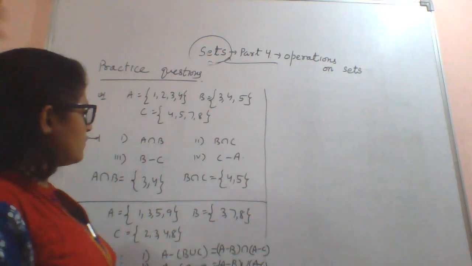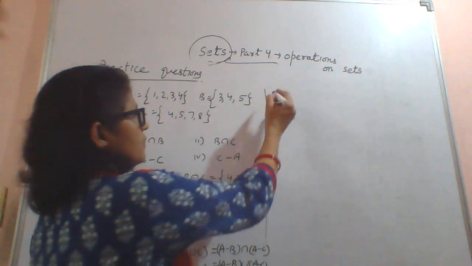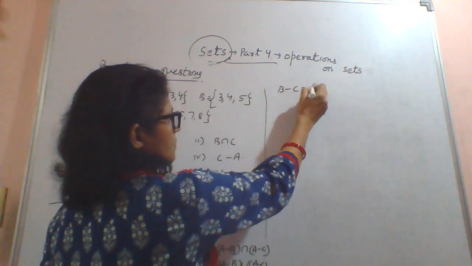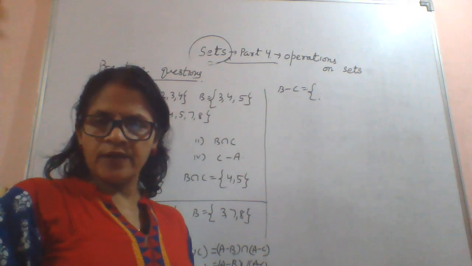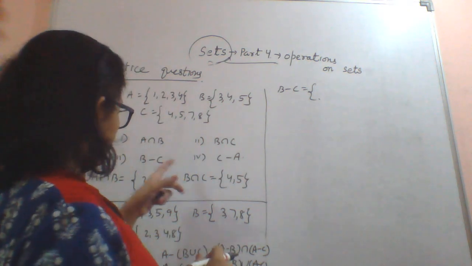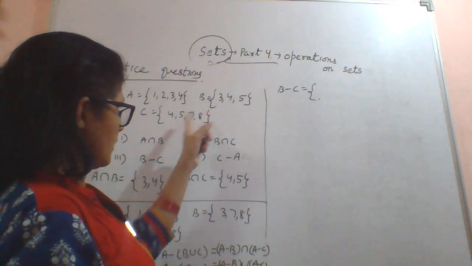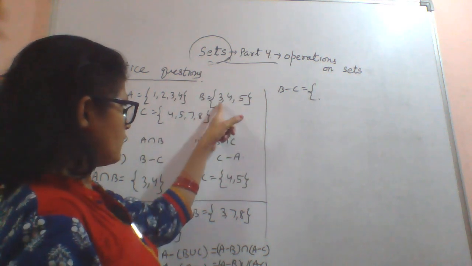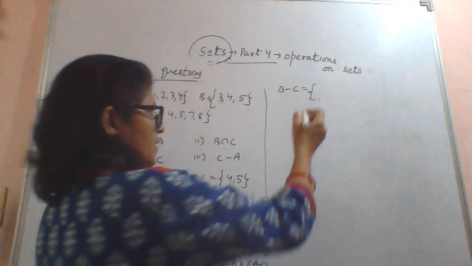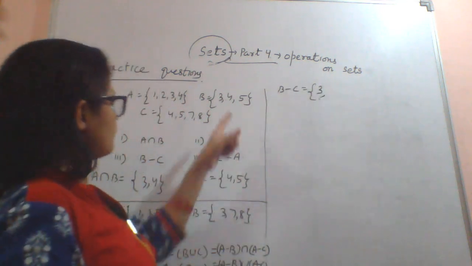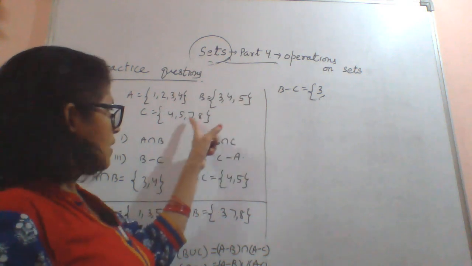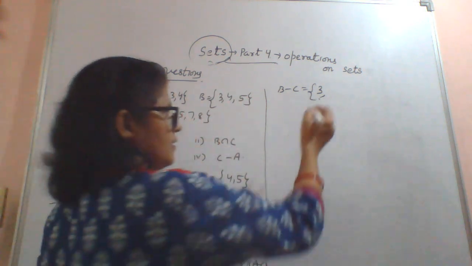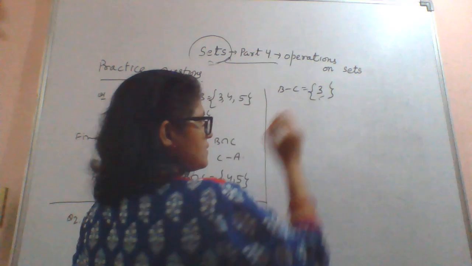Now B difference C. B difference C means elements which are in B but not in C. So you see B, C. It will be in B, not in C. 3 is in B, not in C, we will take 3. 4 we have in both. 5 is in B and also in C, we will not take. So this is your B difference C.